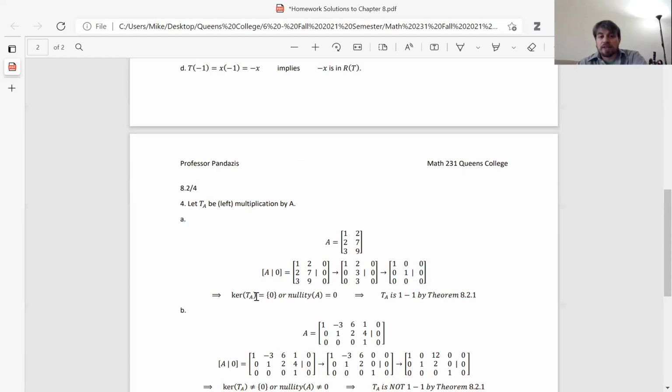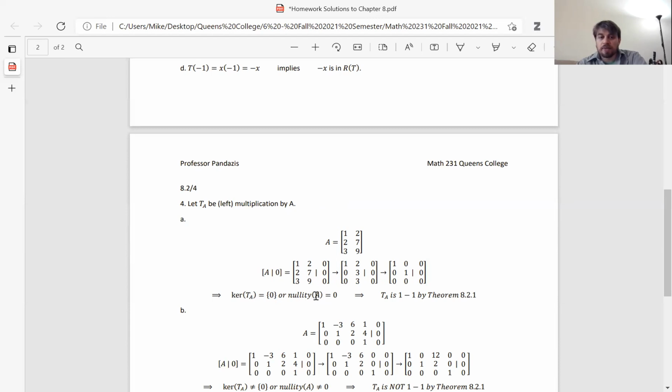From this, I see that the kernel of T sub A is the 0 set, or the nullity of A is 0. The only way in which AX equals 0 is if X is the 0 vector, because we solve for the variables here and we get that both of them are 0. So the only solution to AX equals 0 is that the solution vector X is 0. So that means the kernel of T sub A is equal to the 0 set. Equivalently, the nullity of A is the dimension of the null space.